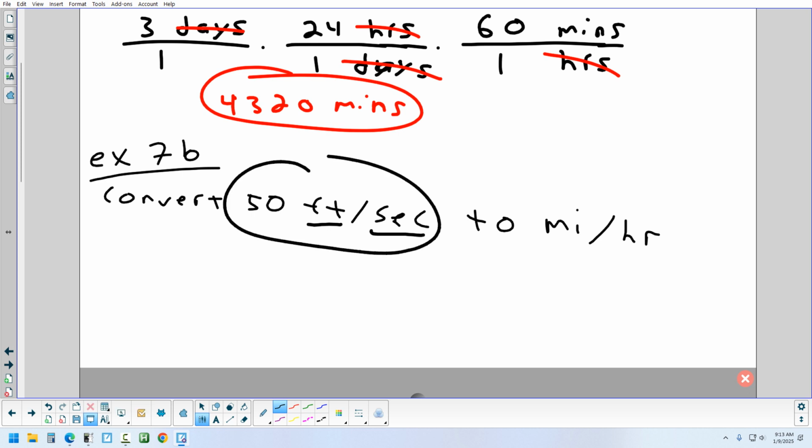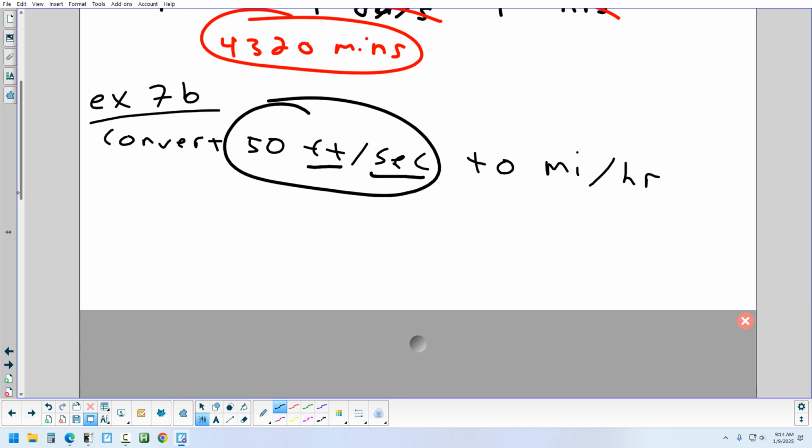What does that mean? 50 feet slash second. What is that like if you're trying to actually describe to somebody how fast that object is moving? What does it mean? Every second, whatever's moving 50 feet. Right. Every second, the object moves 50 feet. So we're going to write that as 50 feet in 1 second.